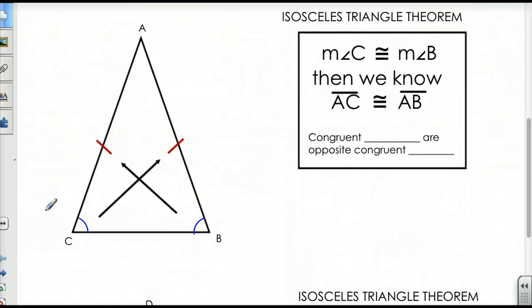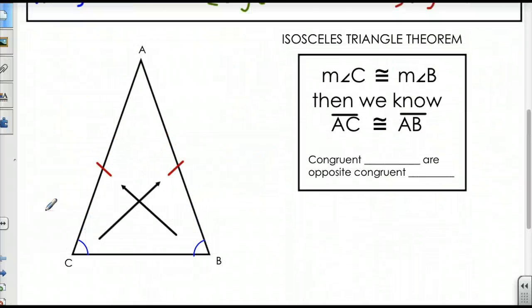isosceles triangles. So what is the Isosceles Triangle Theorem? It's this. If we know 2 angles are congruent, so it's an isosceles triangle because it has 2 congruent angles, then the sides opposite those angles will be congruent. So if angle C is congruent to angle B, we know it's an isosceles triangle because it has 2 congruent angles, but the opposite sides will also be congruent. AB would be congruent to AC.